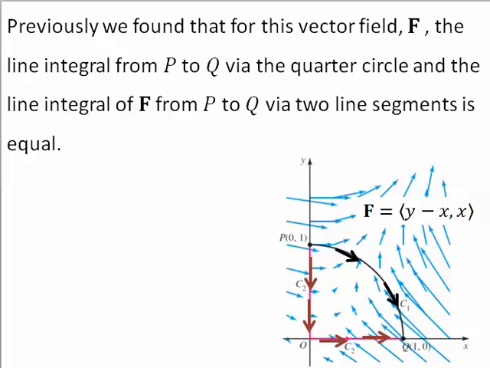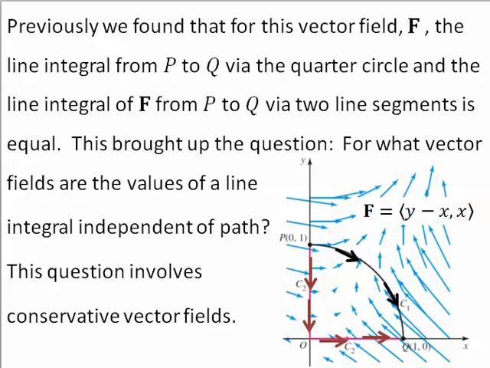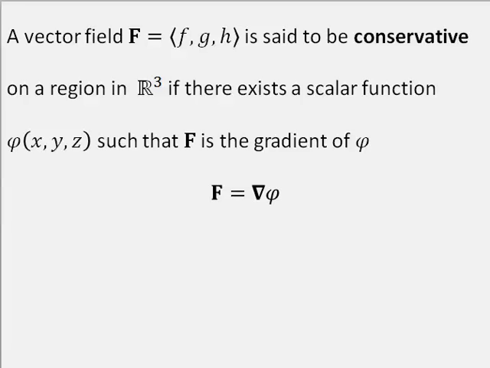Previously, we found that for this particular vector field, the line integral from P to Q via the quarter circle and the line integral from P to Q via 2 line segments is equal. This brought up the question, for what vector fields are the values of a line integral independent of path? This question involves conservative vector fields. So let's define a conservative vector field.